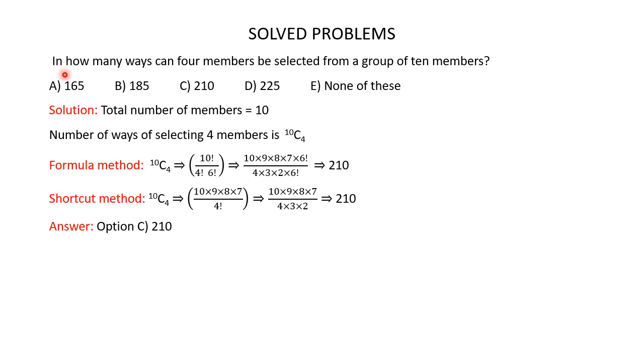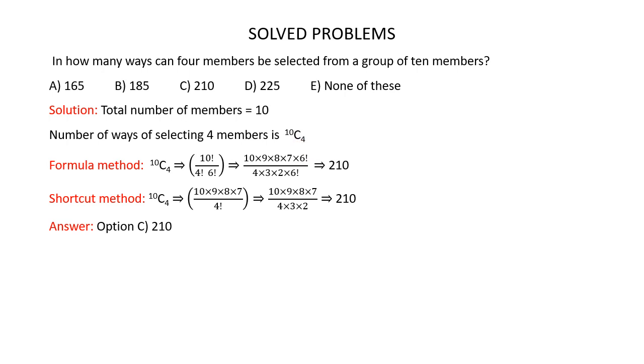In how many ways can 4 members be selected from a group of 10 members? Here you are given 5 options and you have to find out which of these options is the correct one. So it's given that the total number of members is 10 and 4 members have to be selected from these 10 members. So the number of ways of selecting 4 members out of 10 members is 10C4.